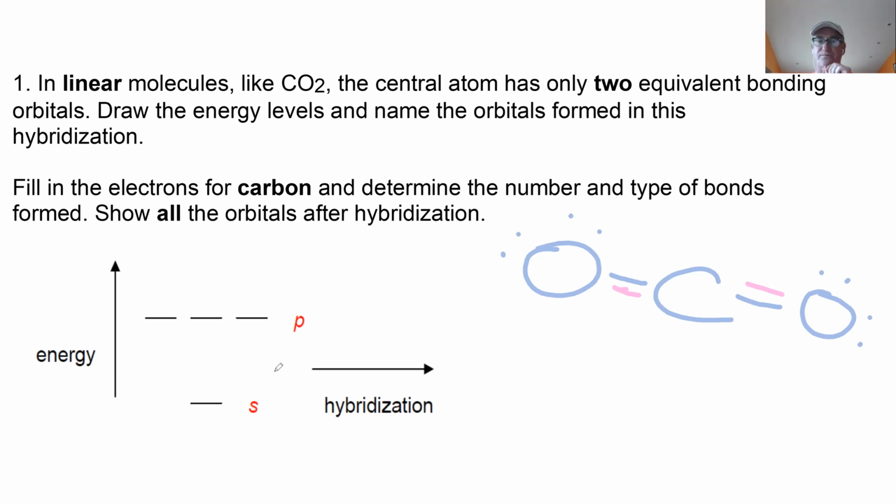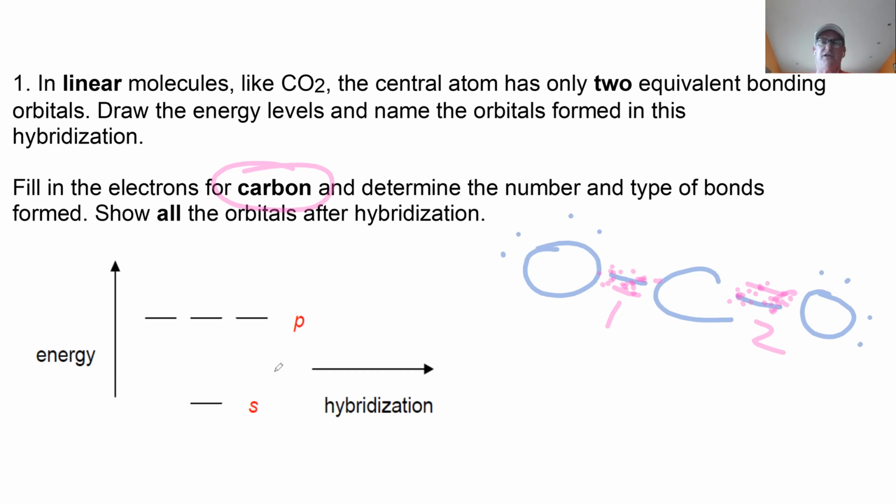The question is, how many regions of electron density are around the central carbon? So here we're doing carbon right now. What's the number of regions of electron density around the carbon? 2. Yeah, we have 2. 1, 2. They're double bonds, but there's still only 2 regions of electron density. Remember, there's twice as much density in a double bond as in a single, but it's still only 2 regions of density.